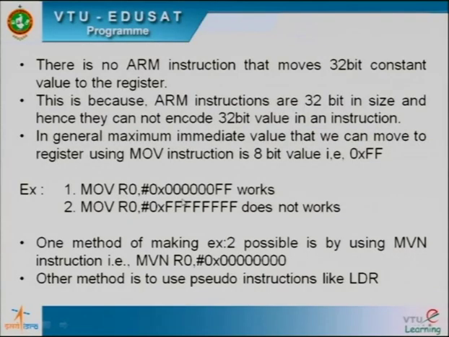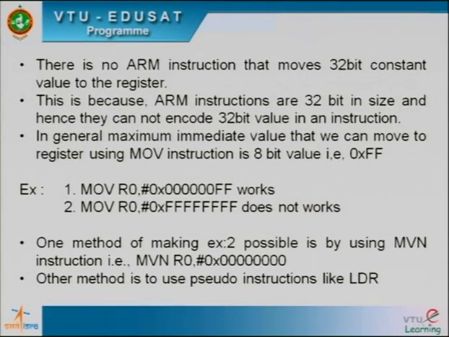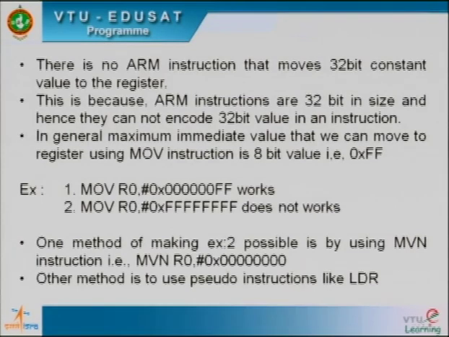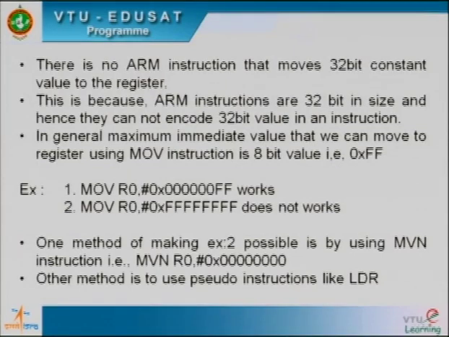That is what example 1 says. MOV R0, #0xFF works, but example 2, MOV R0, #0xFFFFFFFF, will not work, because it is more than 8-bit. To do that, we have one instruction called LDR. The LDR instruction is very similar to the load register instruction in the previous load and store discussion, but here it acts as a pseudo instruction. What do you mean by that? We will see in the next slide.